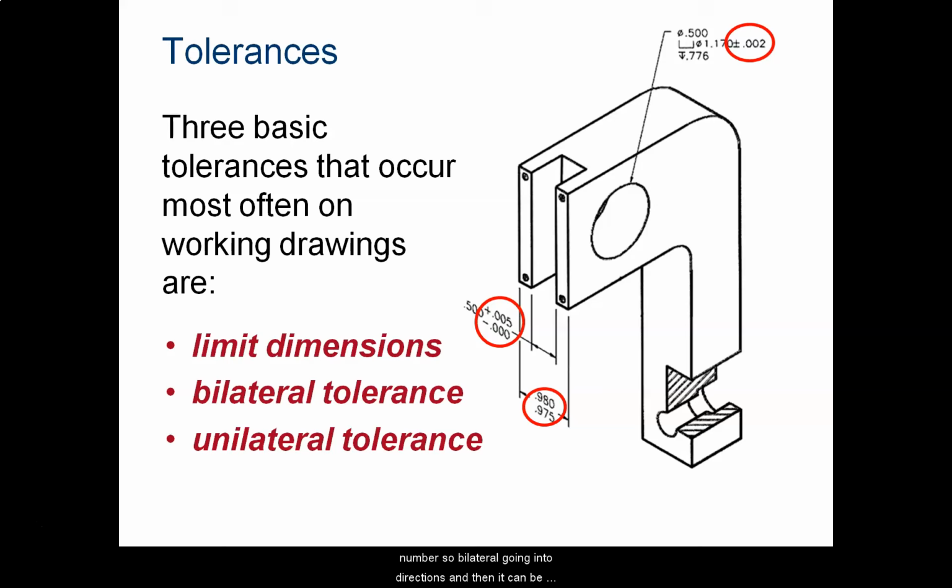And then it can be unilateral. Uni meaning one, and for this example, it lists the specific plus and minus. It means it can't be any smaller than that because there's probably a part that fits in there, but it can be a little bit bigger.